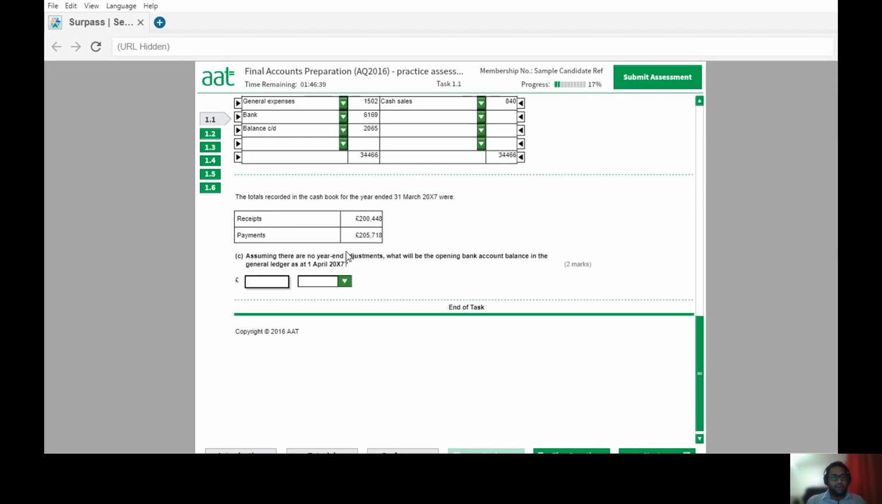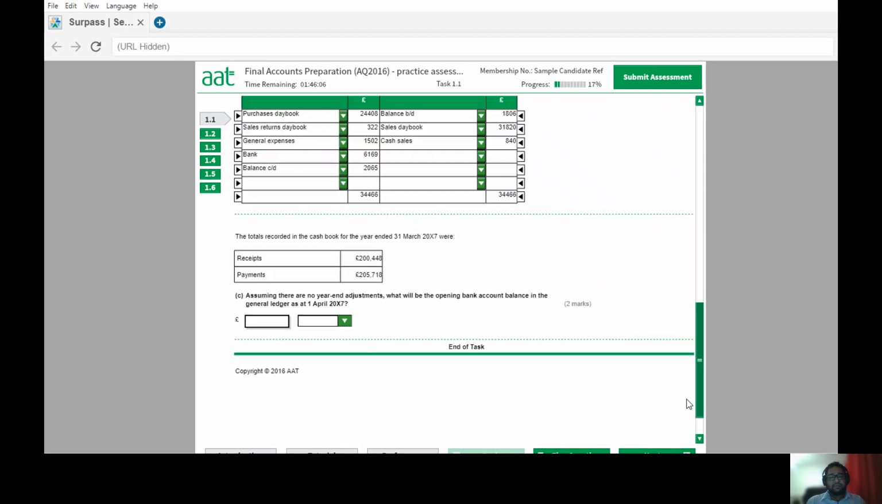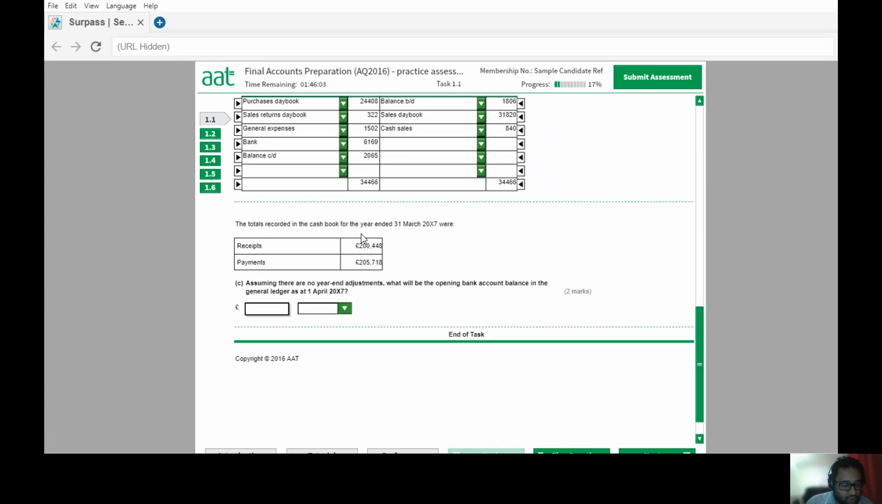And then if you go further down, it is showing you the entries you made in the cash book, the receipts and the payments. Assuming there are no year-end adjustments, what will be the opening bank balance in the general ledger on the 1st of April? If you notice here, the closing balance for the previous month, or the opening balance, whatever we call it here, the amount we got is £3,811 on the debit side. This is the amount we have. Now, if we have more receipts, the receipts get added to that debit balance. Why? Because receipts are on the debit side of your cash book.